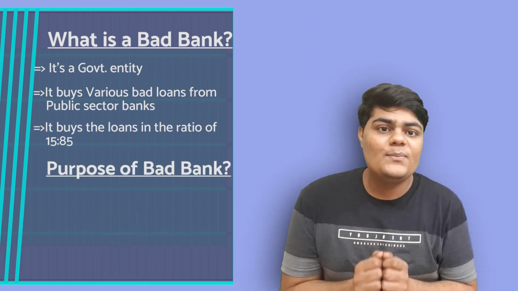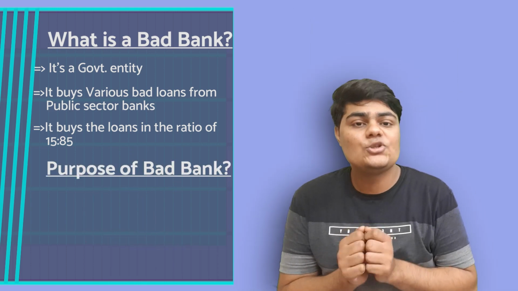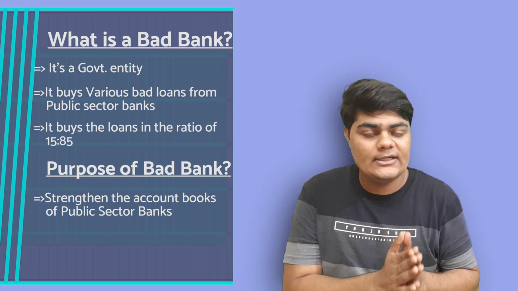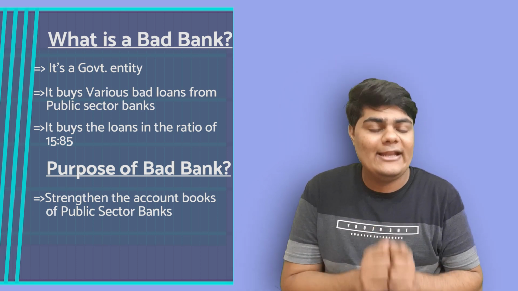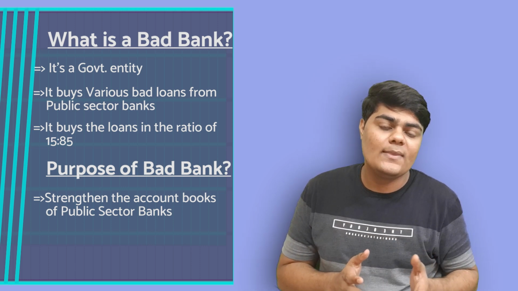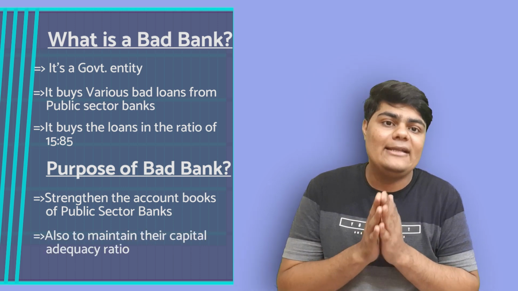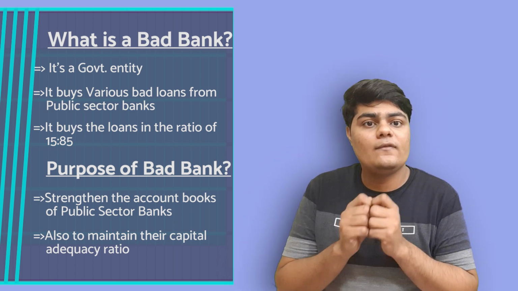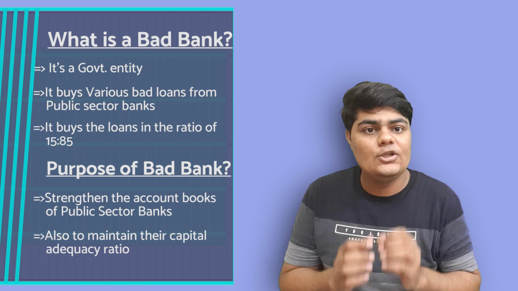The purpose of creating a bad bank is to strengthen the books of accounts of the existing public sector units so that they are able to lend further in the future, and besides that they maintain their capital adequacy ratio, and also the nature of risk with them is reduced because they now have no NPAs with them.